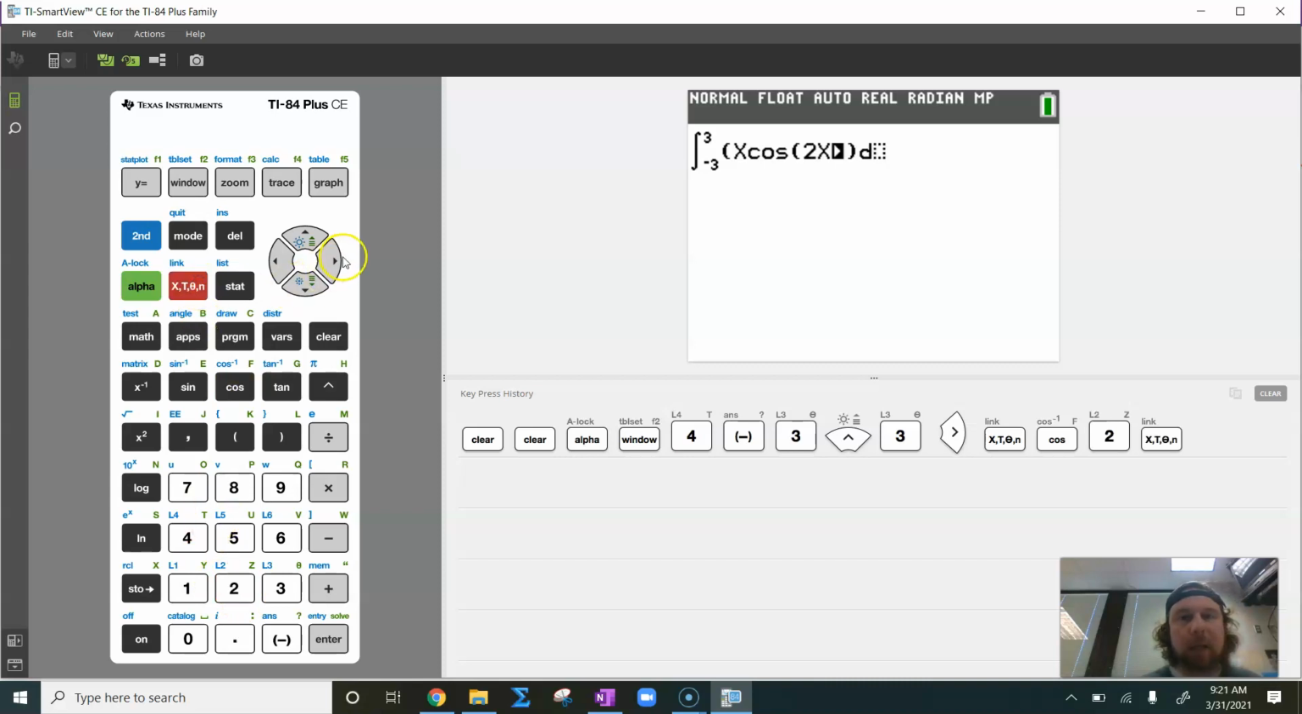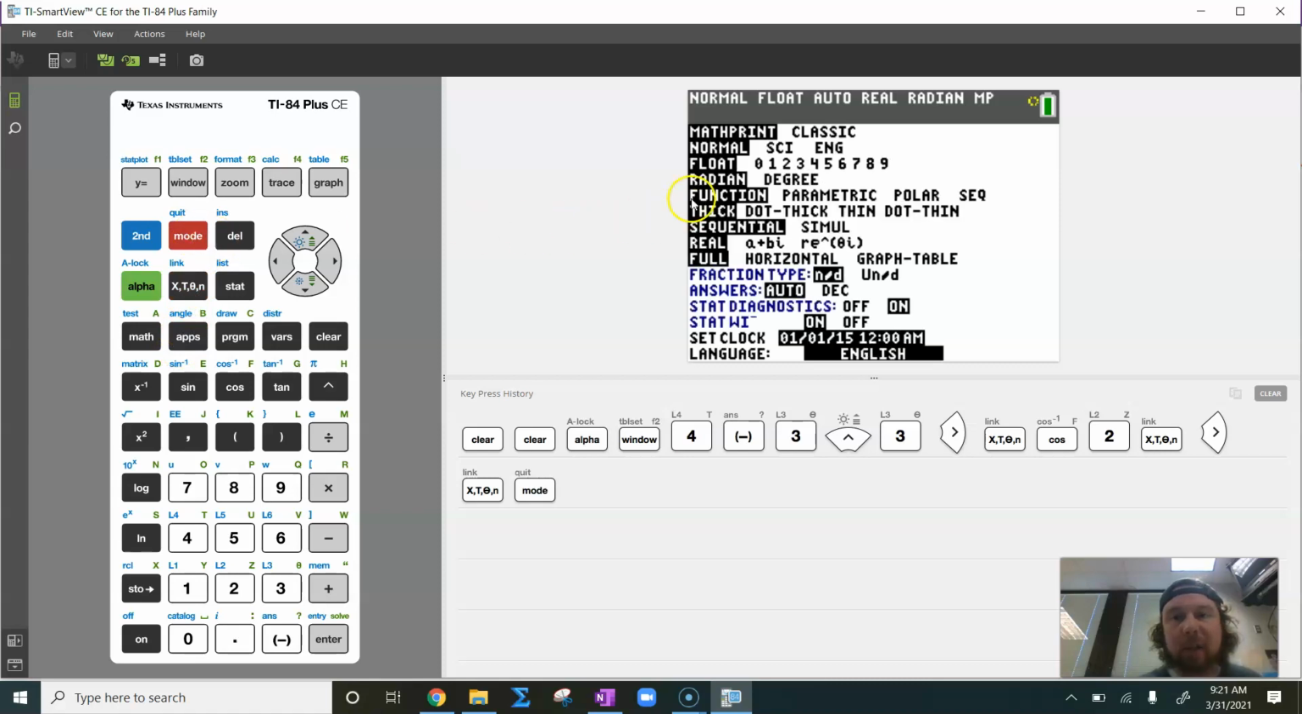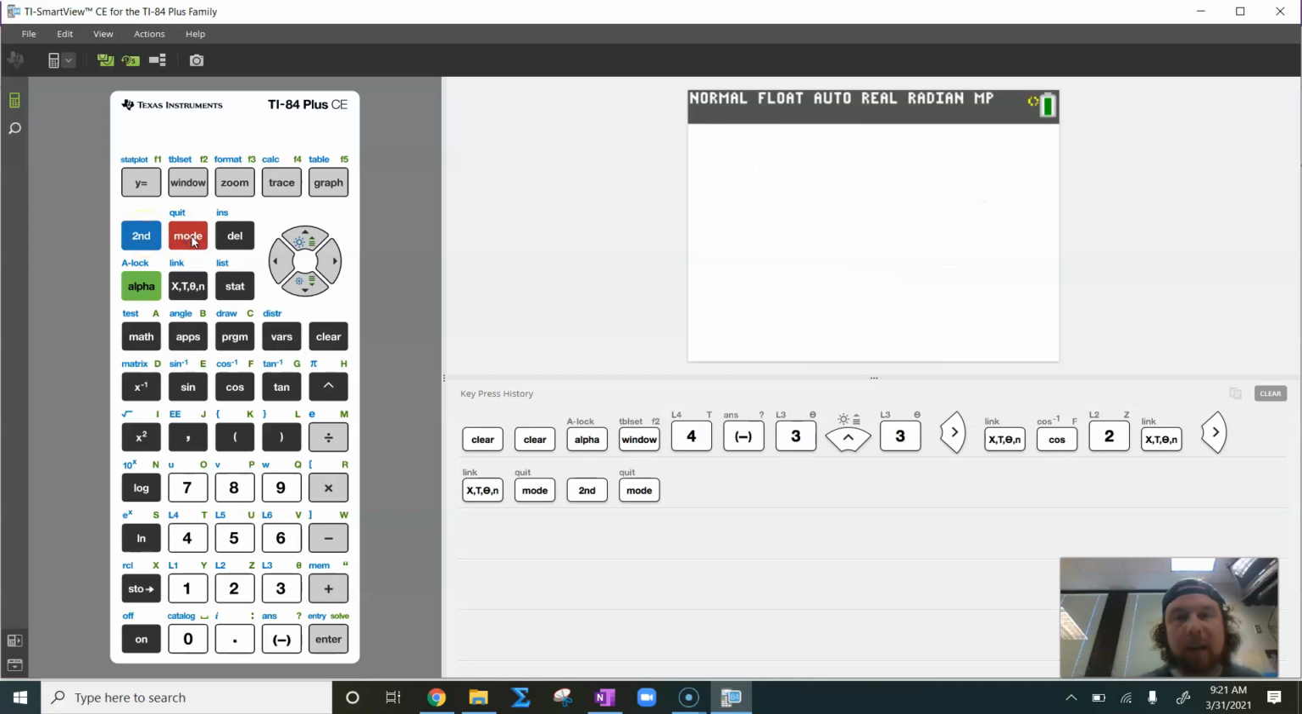All right, and I want this with respect to x. Before I calculate this, I'm going to make sure I'm in radian mode. So if you are out of that, make sure you're in it. I'm in radian mode, so that's good. So I can quit out of that.